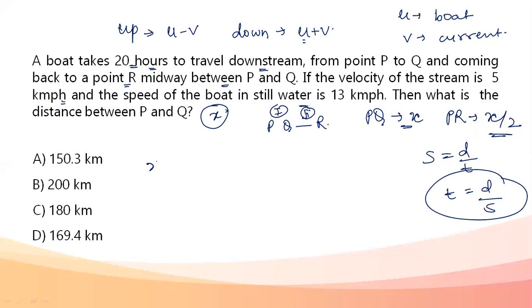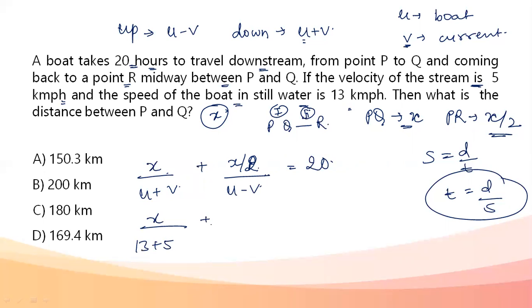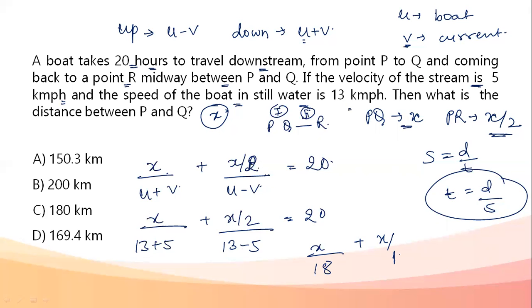Okay, so first downstream. Distance traveled fully from P to Q is x, divided by downstream speed, which is u plus v, plus coming back to R. R is x by 2 because it is midway, and it is upstream, so this becomes u minus v, equals 20. Now I have the values of upstream and downstream also. They have given the value of v, the velocity of the stream, and the speed of the boat, they have given the value of u. Let's put these values. So x upon 13 plus 5, plus x by 2 upon 13 minus 5, equals 20. So this basically becomes x by 18 plus x by, let's take the 2 here only, 13 minus 5 is 8, x by 16, comes out to be 20.